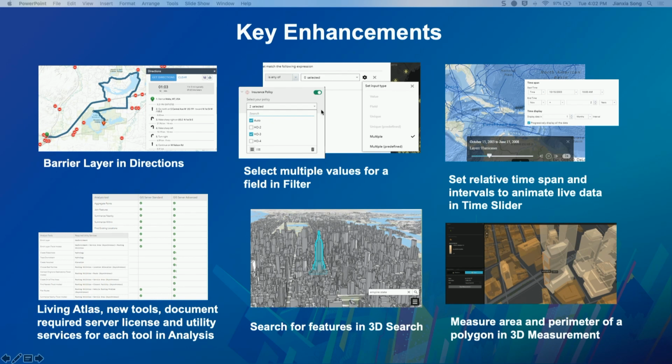Select multiple values for a field in filter. I think it's a common request. I will do a demo later on. We refactored the time slider to support relative time span. And for the analysis widget, we added Living Atlas layers, so you can choose a layer from Living Atlas. And then some new tools.